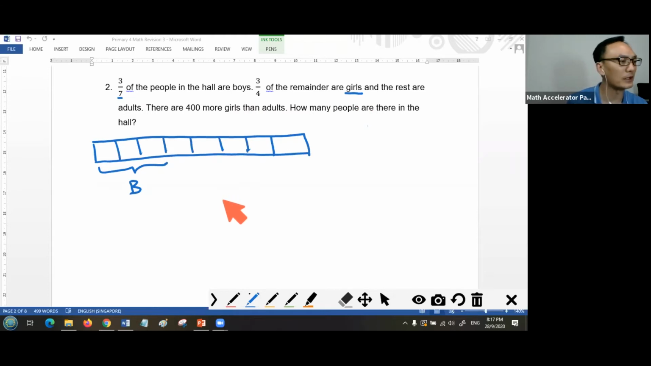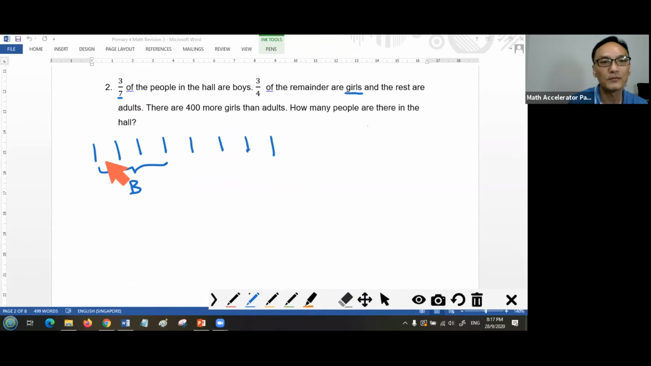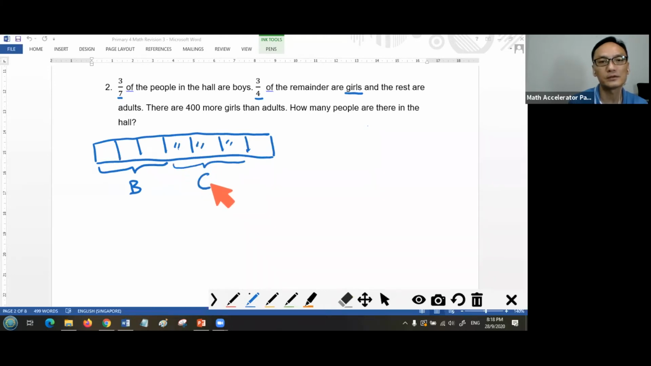Let's see if we have 1, 2, 3, 4, 5, 6, 7. Oh, I drew extra units. Let me erase this. Let me count again. 1, 2, 3, 4, 5, 6, 7. Right, so now we have 3/4 of the remainder. The remainder has 1, 2, 3, 4. Okay, it matches the 4 units at the denominator. So we're going to shade another 3 units, and this is for the girls.